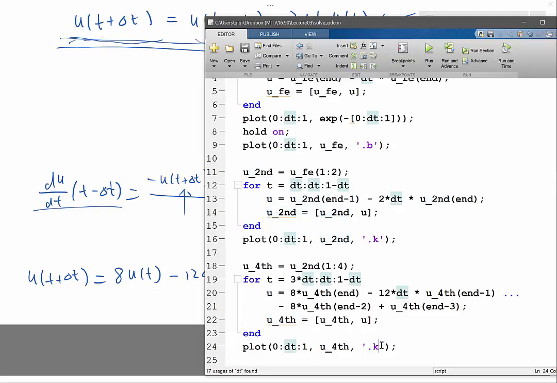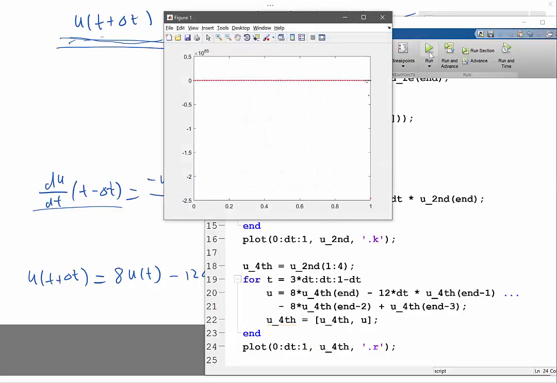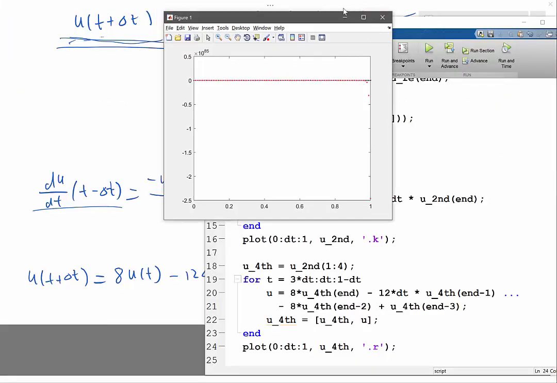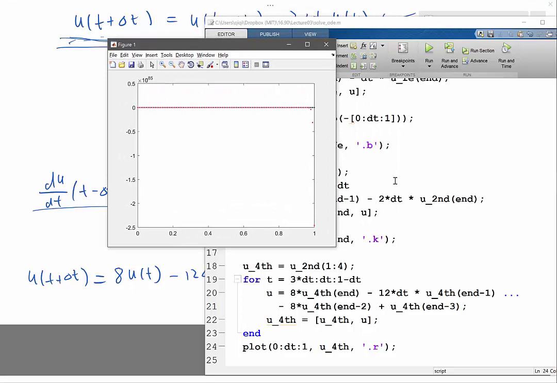So let's not plot it as black, plot it as red, and run it. What? 10 to the 85. 10 to the 85. That range is fast. Sad. It's gone poorly. So 10 to the 85. But unfortunately, that's unfortunate. That's supposed to be our most accurate scheme, right?